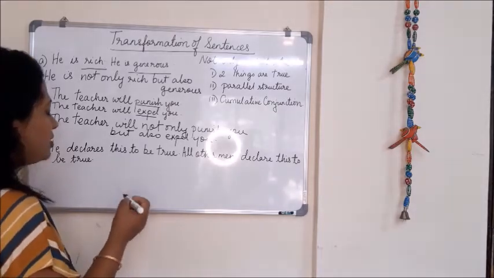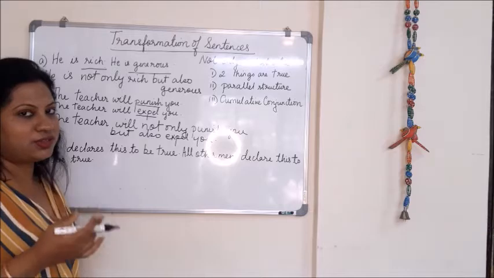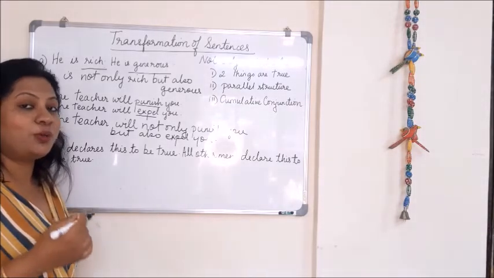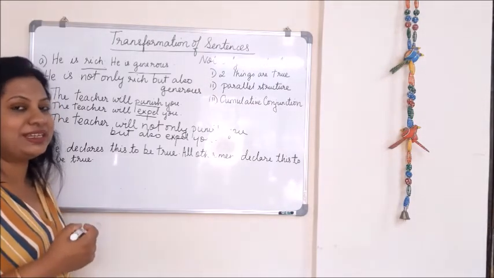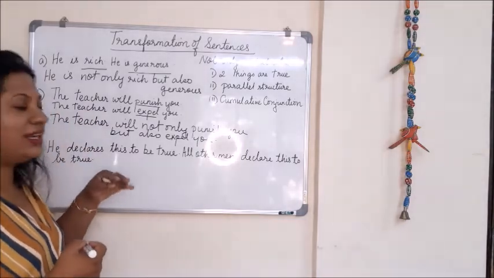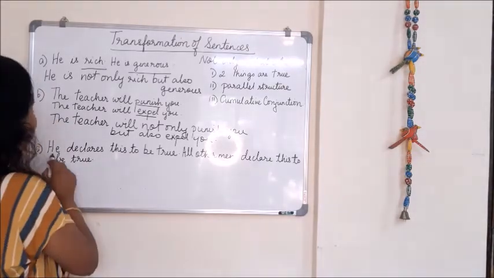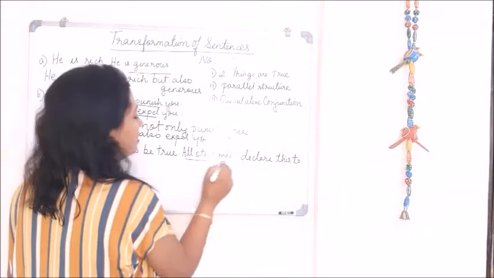He declares this to be true. All other men declare this to be true. Now, I hope you are able to notice the difference in this particular sentence than the other two sentences. In the third sentence, the subjects are different. It is he and all other men.